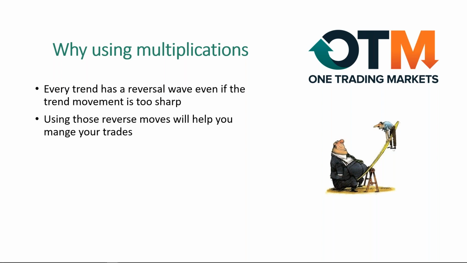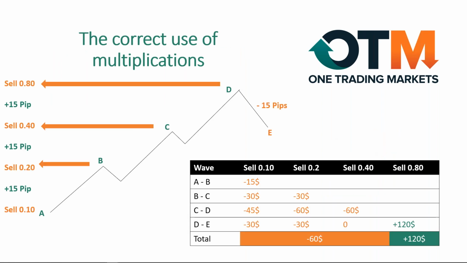So in multiplication, we are doubling the positions because we know at some point there must be a reversal. And when we have this reversal, we need to have a profit at the end. So how do we do it? Let's assume we entered a sell position at point A. And let's assume we sold 0.1 lot, okay? And we put a take profit, let's say 15 points down.